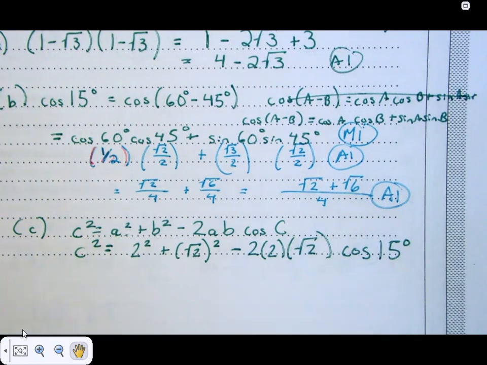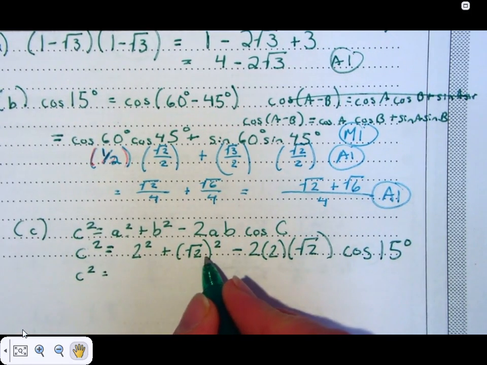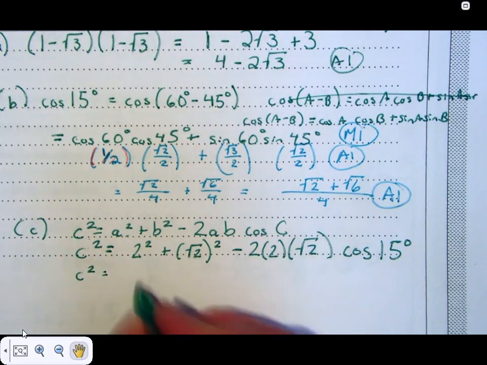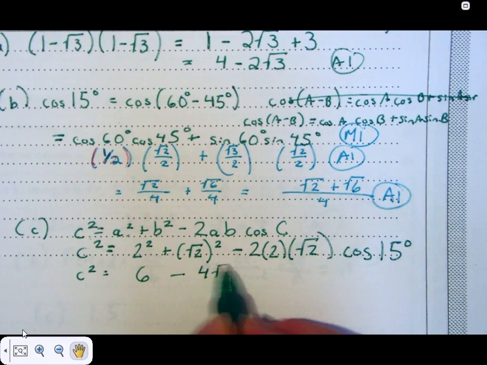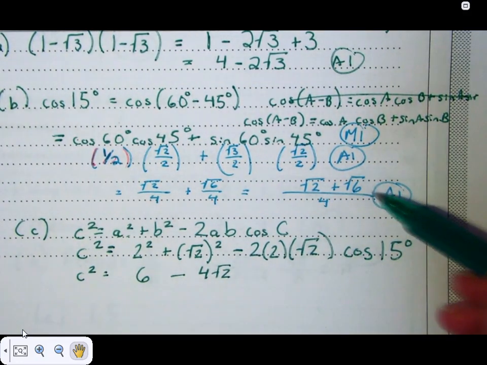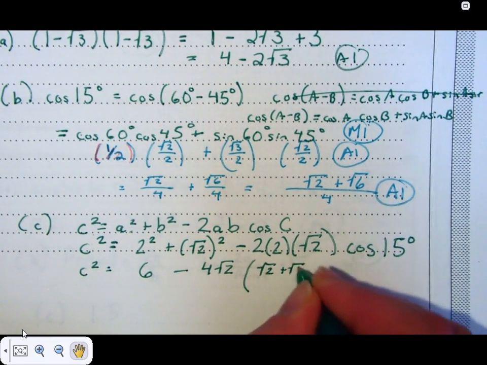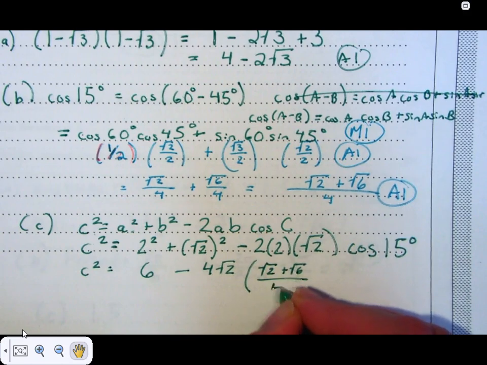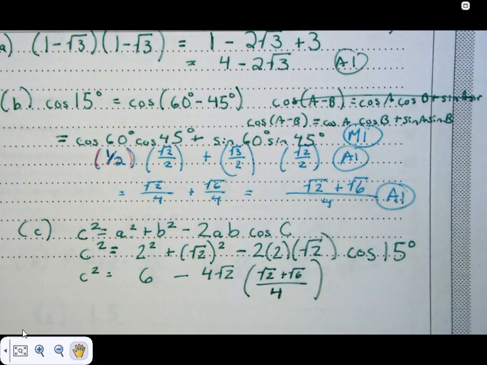Okay, so we're just trying to figure this out. Square root of 2 squared is 2, and 2 plus 4 is 6. So I'm just going to make that 6. And here I have minus 4 square roots of 2, and for the cosine of 15, I'm going to put in what I got on the earlier part, part B. And I think it'd be really wise if I just canceled my 4's. What do you think?